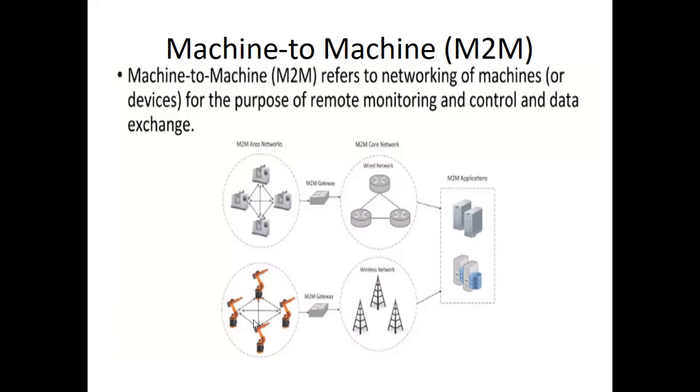Here, these are similar types of machines connected in the M2M area network, and these are connected with the wireless network with the help of this M2M gateway. Here, this is the wired network. This is the wireless network. So here, the M2M gateway connects these two entities. Now from here, this is the M2M application. So from the core network, data will go towards the application. So basically, M2M means machine to machine. Here, machines are connected to each other for the purpose of remote monitoring, control, and the exchange of data.